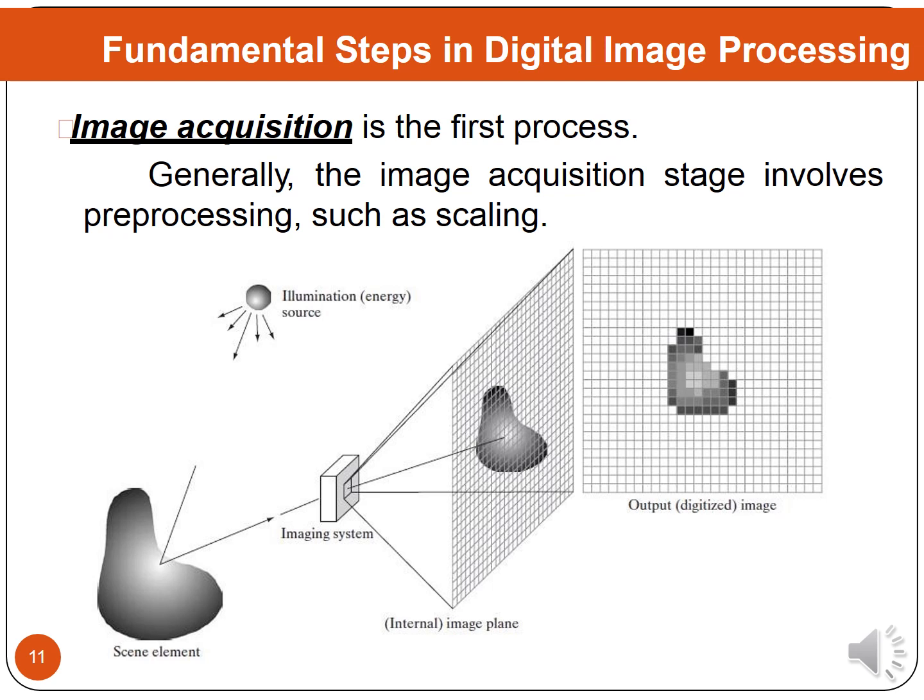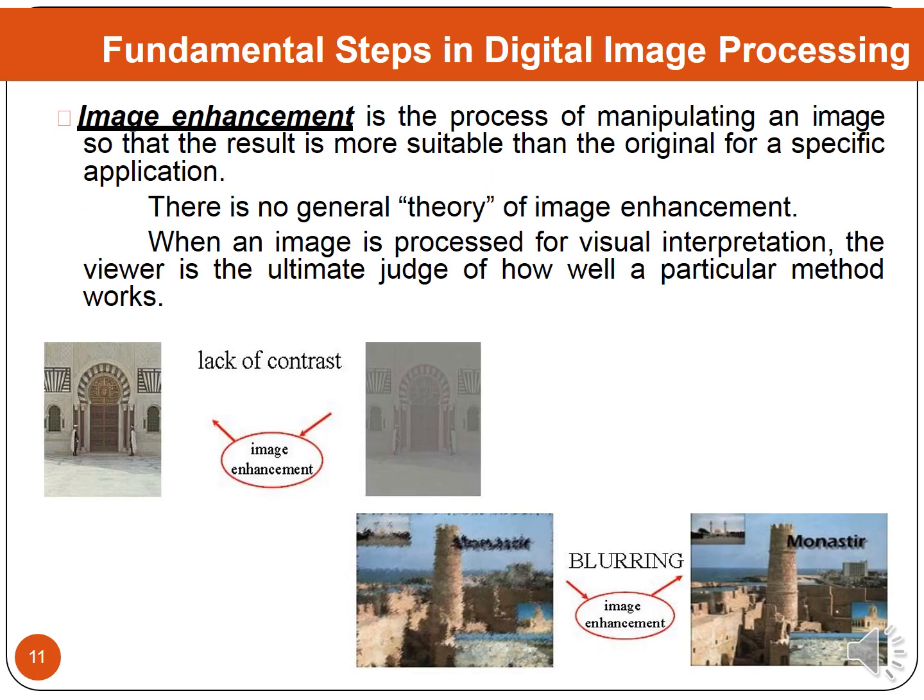Let's see image acquisition. This is the first step, and it is nothing but capturing an image. Before processing an image, we have to capture it, and that is called image acquisition. Once the image has been captured, we have to enhance it if there is blurring or lack of contrast. That process is called image enhancement.